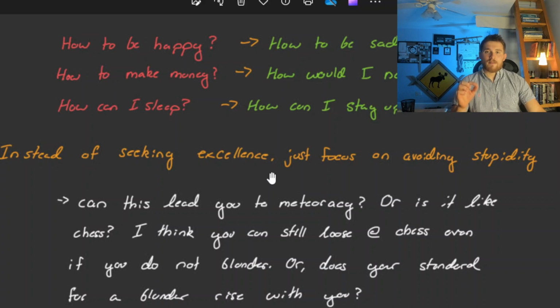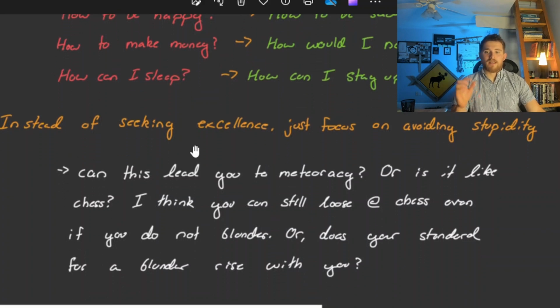I really like this, but the question I have for it is, can this lead you to mediocrity, or does it have some natural limit to it? Because in chess, you can play a game, not make any blunders, and still lose because the other person's better than you.